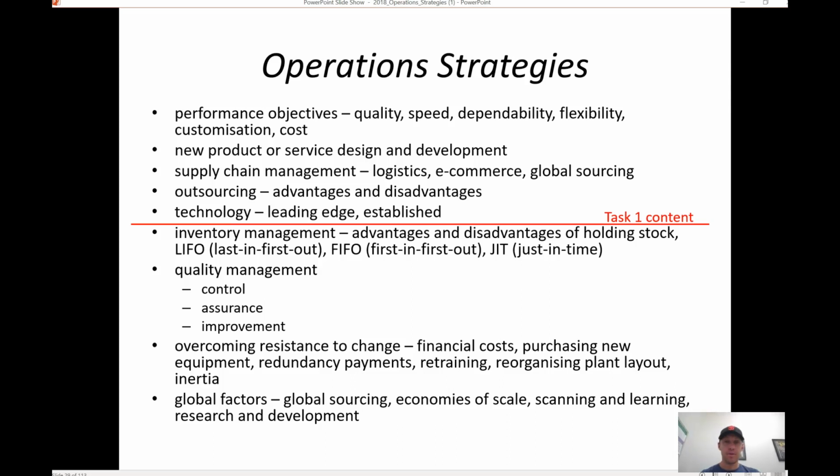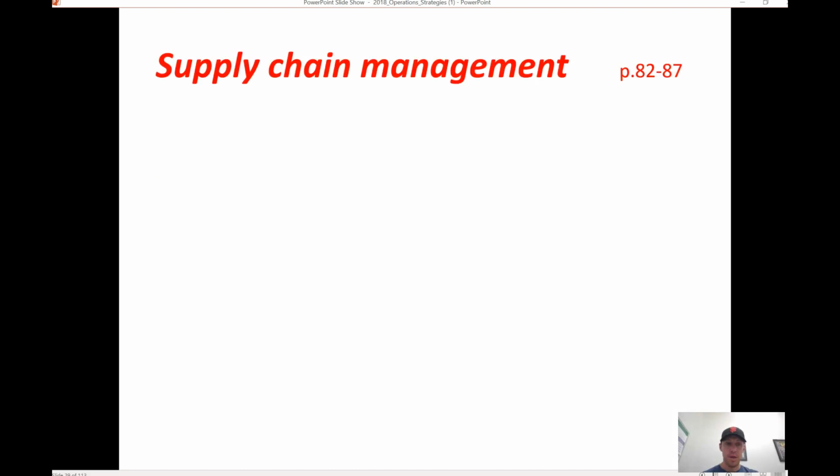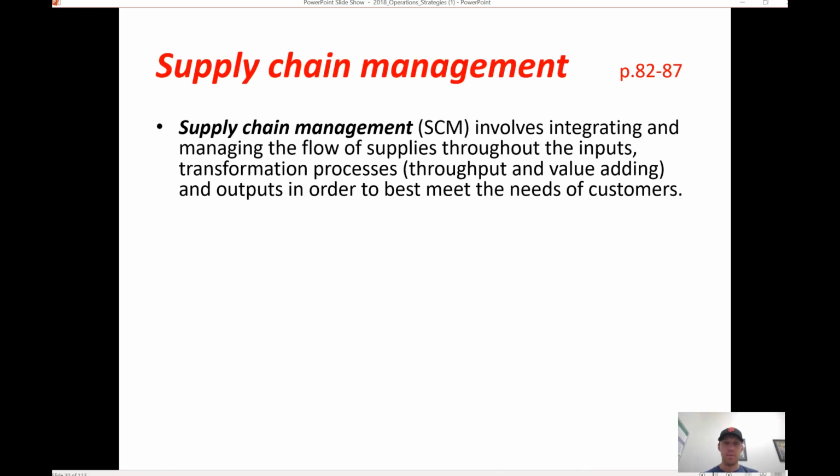The third key operation strategy is supply chain management, and specifically looking at the key areas of supply chain management and breaking it down with respect to logistics, e-commerce, and global sourcing. Firstly, though, what is supply chain management? Well, that involves integrating and managing the flow of suppliers through the inputs, the transformation process, and outputs in order to best meet the needs of the customer.